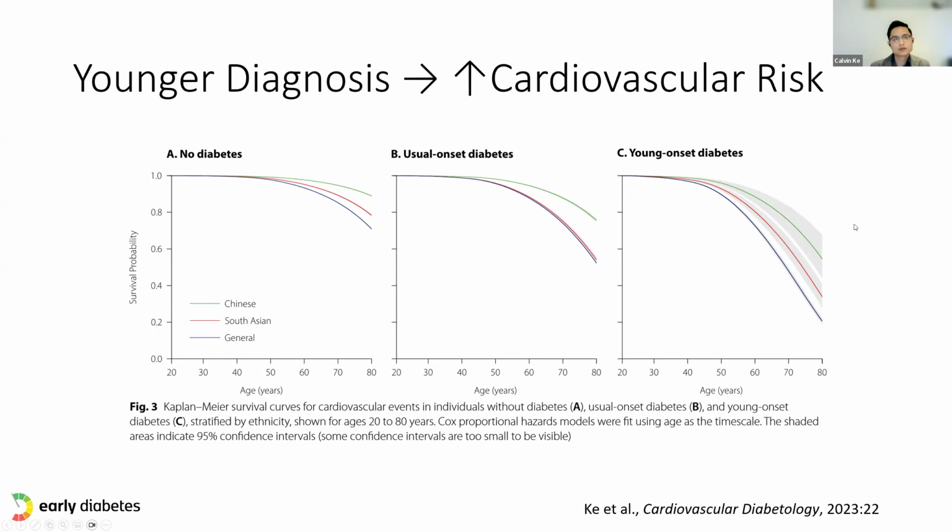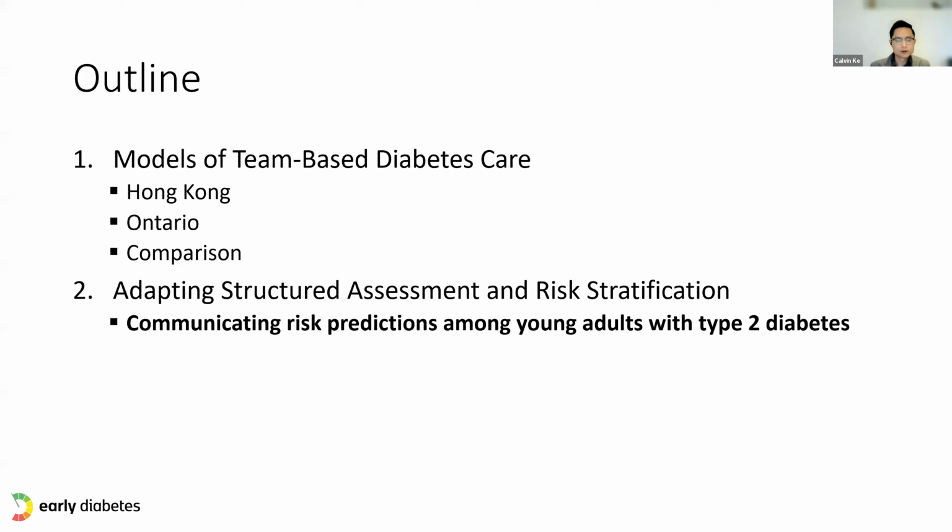And so the management of diabetes is really very, very important in this specific age group. And so we decided to take this a bit further and actually look at the evidence and develop new evidence about what the role of communicating risk predictions could be among young adults with type 2 diabetes, defined as people diagnosed before the age of 40 within the past 10 years.